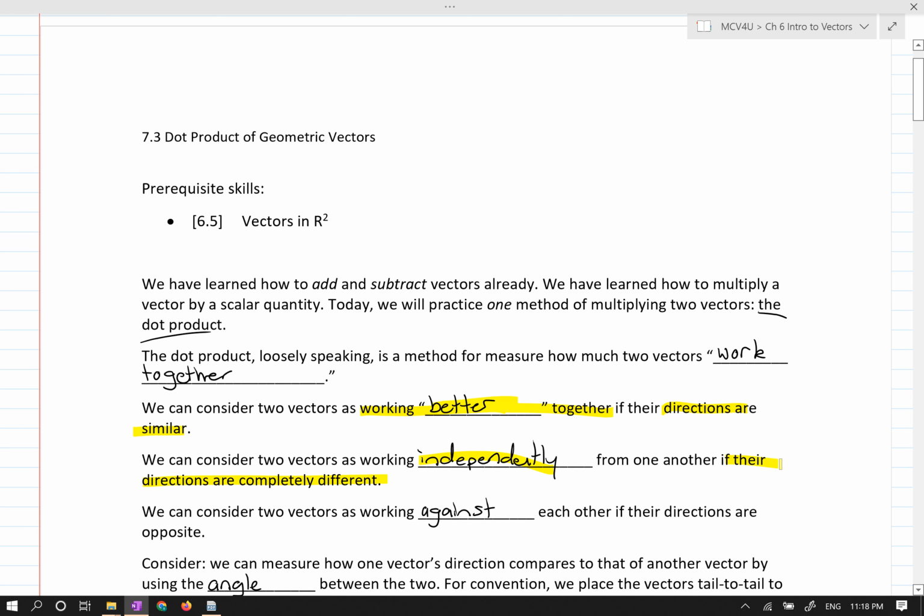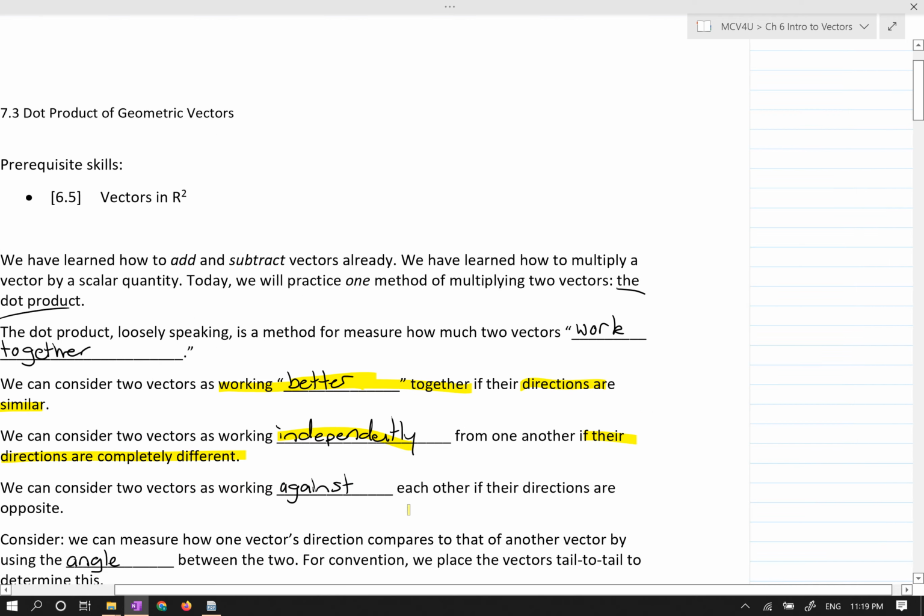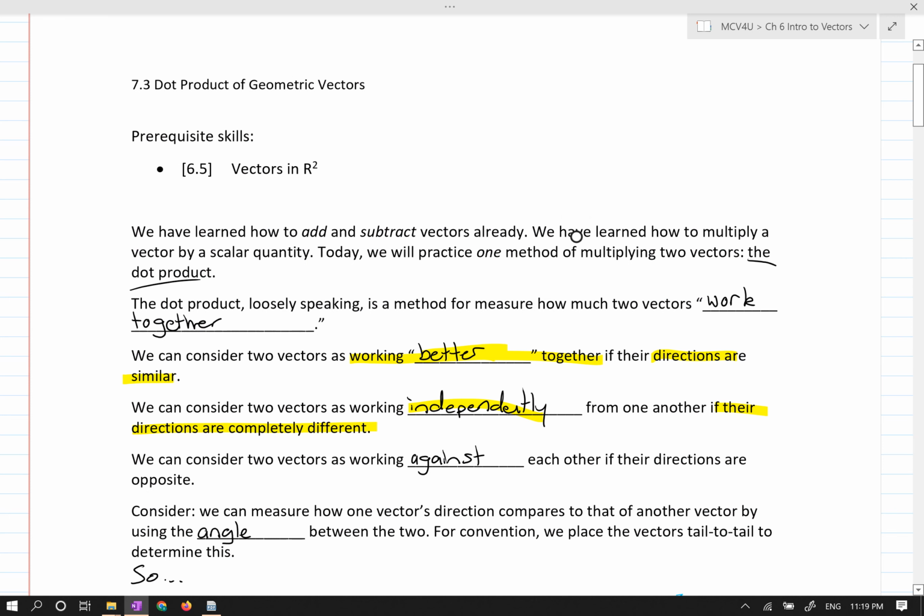We would say that they work independently from one another if their directions are completely different. So if I think of two directions that are completely different, I might not even be thinking of something like north and south, but I might be thinking of something like north and down, or south and left. Those are directions that are completely different. We would consider two vectors working against one another if their directions are opposite. And that's where we're looking at north or south, or up or down, or left or right, forward, backward, that kind of thing.